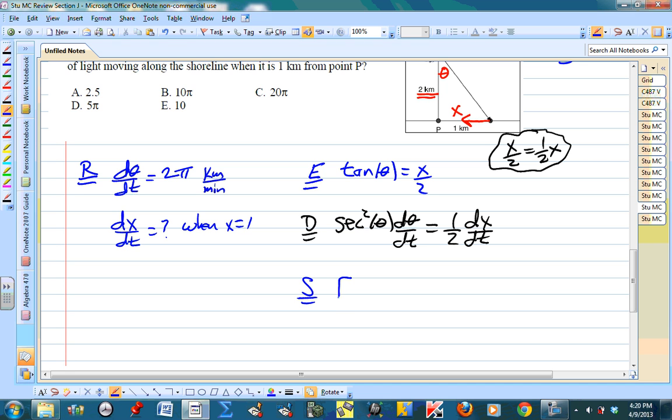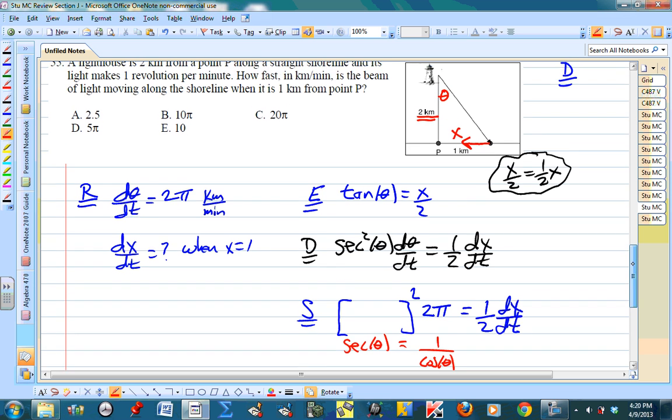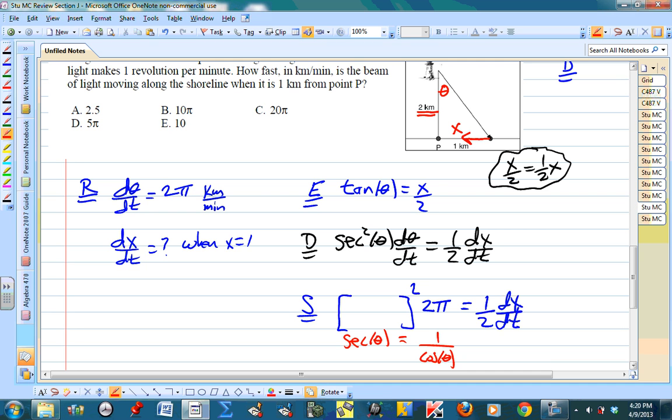Let's see here. Secant squared, we're going to calculate what that is. Secant squared θ times dθ/dt, we know this is 2π, equals 1/2 dx/dt. All right. So remember, what we're looking for here is the secant squared of theta. So we need to find secant of theta. Remember that secant is the reciprocal of cosine. Okay. Now, looking back at our diagram, cosine is adjacent over hypotenuse.